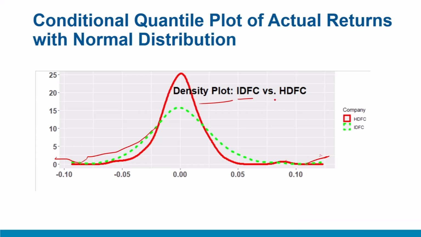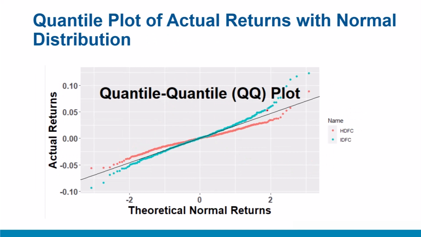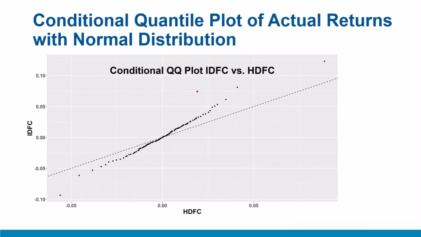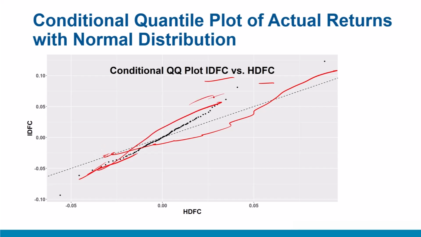This is the density plot of IDFC versus HDFC. IDFC is in green, so we can see more extreme tails. Similarly, in the quantile plot, we can see the green one, IDFC, has more extremities around the tails. The last one is the comparison of quantiles of IDFC and HDFC. We can see they are not similar. If they were on the straight line, they would have been similar, but because they are deviating from the straight line, it appears there is asymmetry. Particularly, IDFC is higher on the positive side and lower on the negative side.